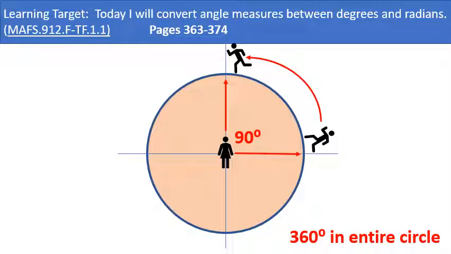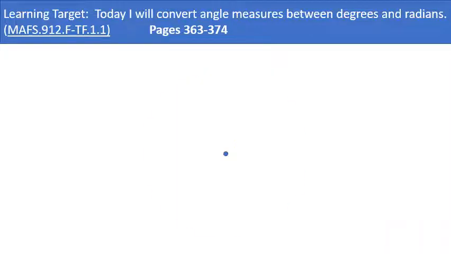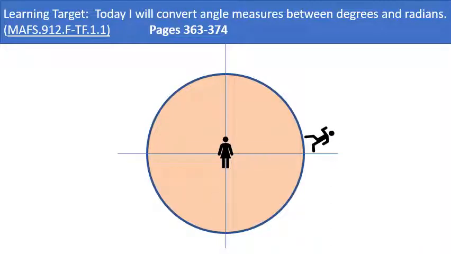360 degrees. So you can see 90, 180, 270, 360, all the way around. Okay, now that's one way of measuring the distance around the outside of a circle in terms of degrees. But there's another way. The other way thinks about it from Ben's perspective.